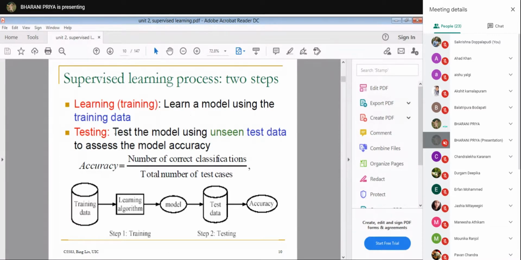Okay. So, the supervised learning process consists of two steps, that is the learning phase and the testing phase. Based on the training data, you learn a model, and then the model is tested on the testing data, and the accuracy of the model is calculated using a measure called accuracy, where accuracy is given by the number of correct classifications divided by the number of test cases.